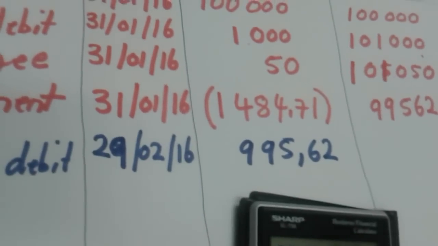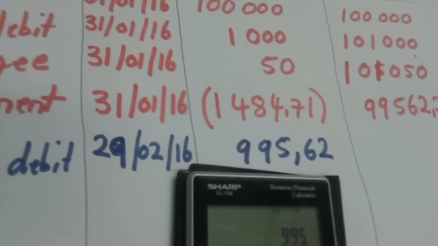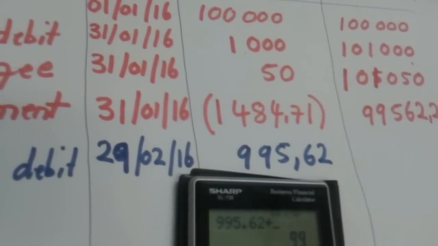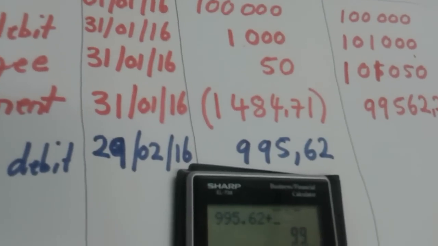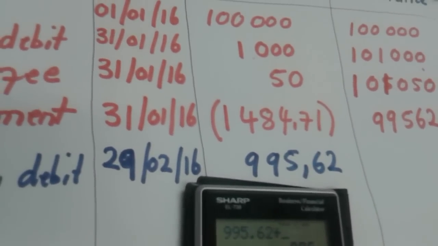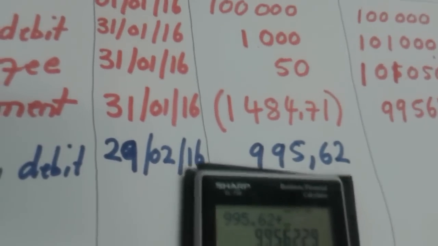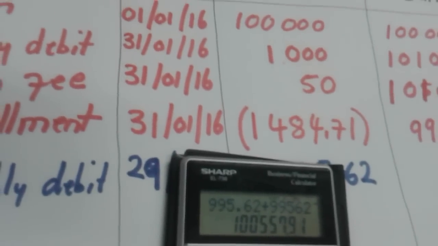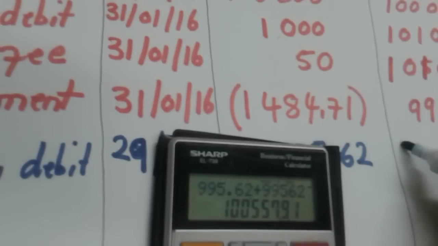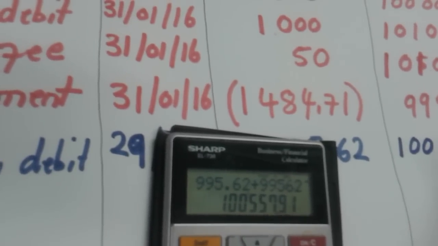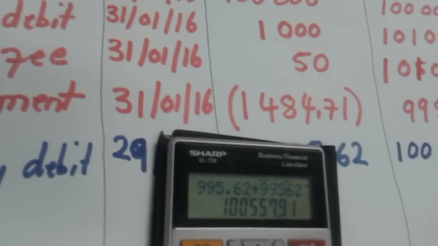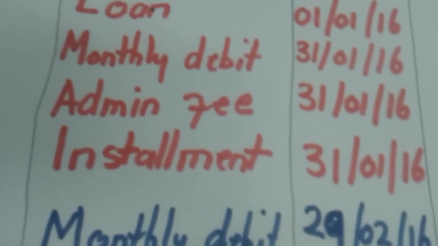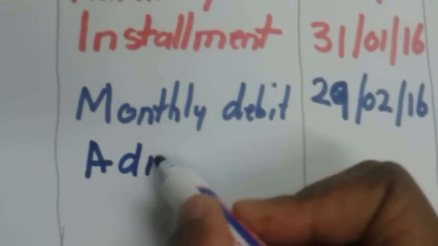So I take my calculator, 995.62 plus 99,562.29. There you go. Then I add, I get 100,557.91.